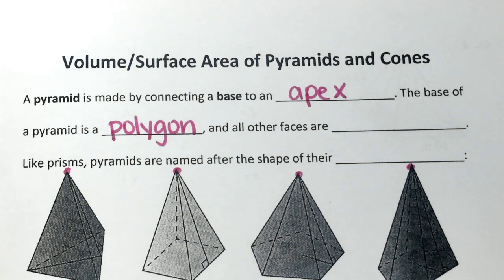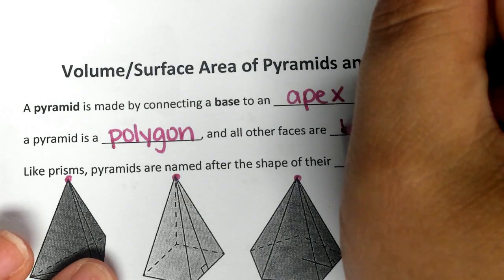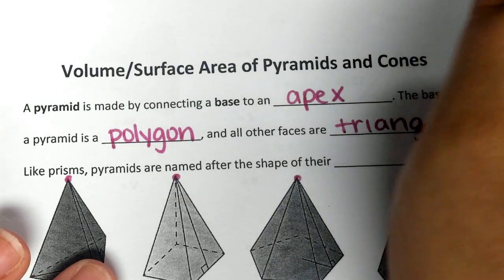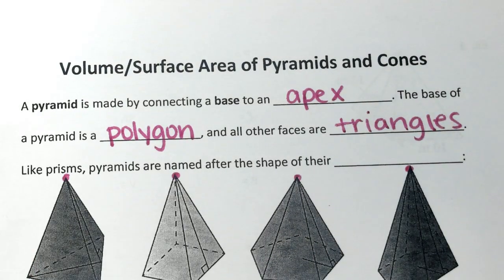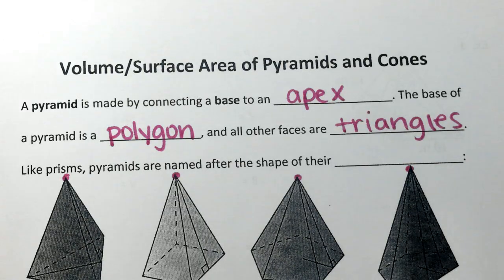Okay? All the other faces of a pyramid are what? Triangles. Why triangles? Because it's a pyramid. So the apex makes it so that it has a point at the top, and they are triangles. What are the lateral faces of a prism? Any kind of prism. Rectangles. You all agree? Connecting any prism, you have rectangles. But connecting a pyramid, you're always going to get triangles on the sides.